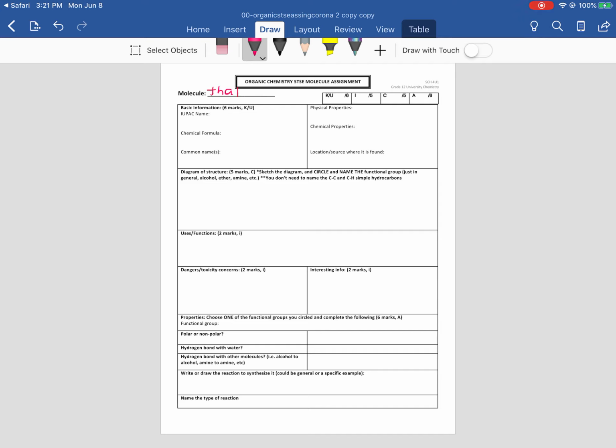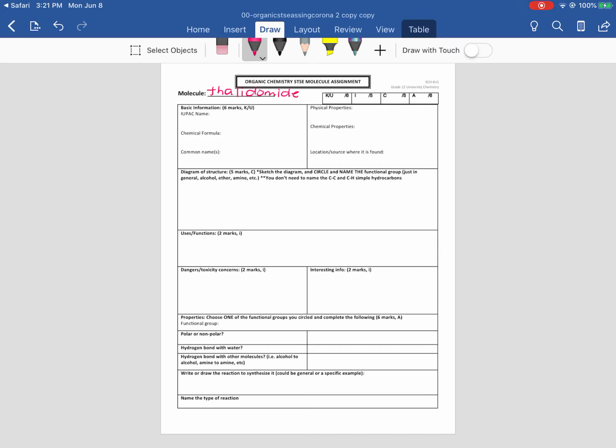Okay, so I'm going to pretend my molecule is something called thalidomide. Some of them are medications, some of them are hormones, but they all have functional groups that belong to the organic families. The basic information is out of 6, and there are 6 things listed there, so you can just write one each.